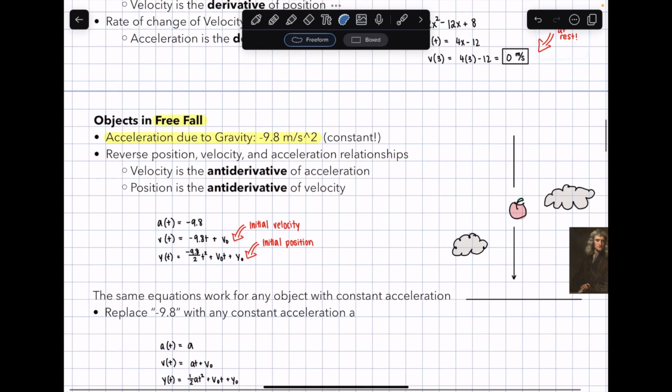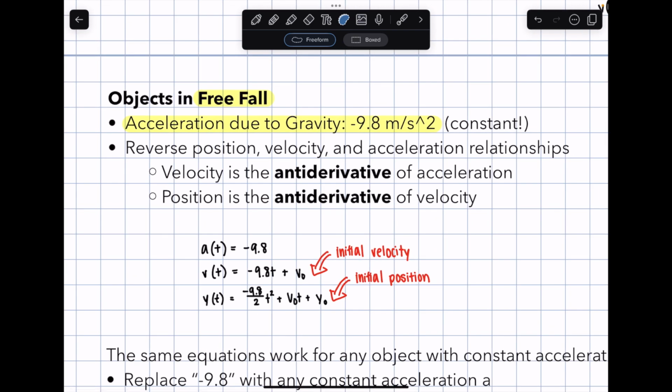I don't really know how he came up with that conclusion in such a short amount of time, but this is the basis for the theory of objects in free fall, which basically describes the motion of any object that is dropped off of a tall tower or thrown up into the sky. For all of this kind of motion, there's one thing that is important to keep in mind, and that is the acceleration due to gravity is always going to be negative 9.8 meters per second squared. And because acceleration in this case is constant, we're able to use simply the fact that acceleration is always equal to this in order to derive equations for velocity and position.